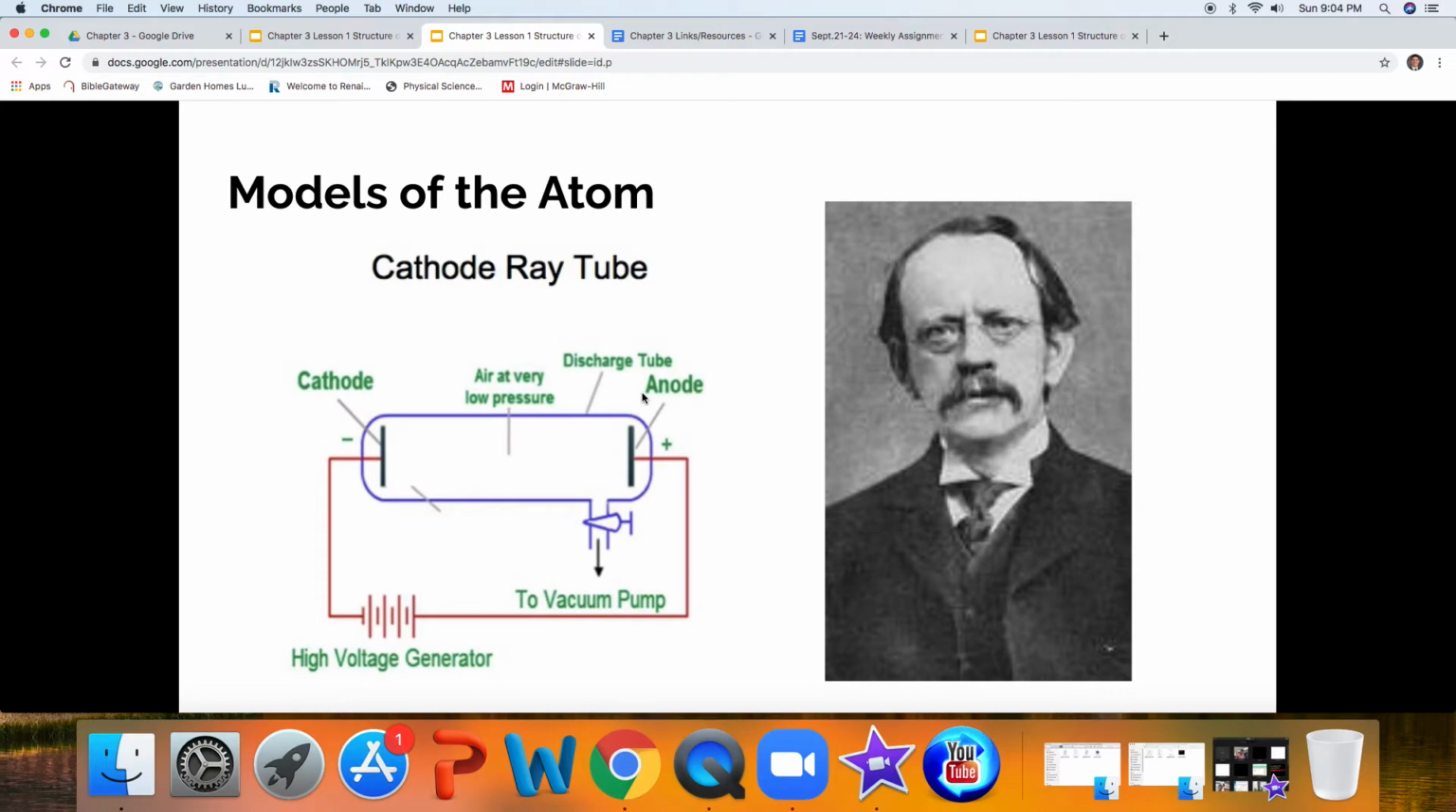Why were the cathode rays in Thomson's cathode ray tube bent by a magnet? Because that magnet has a positive and a negative charge, and if those charges are opposite of each other, they would be attracted to each other. If they are the same, like charges are going to repel.